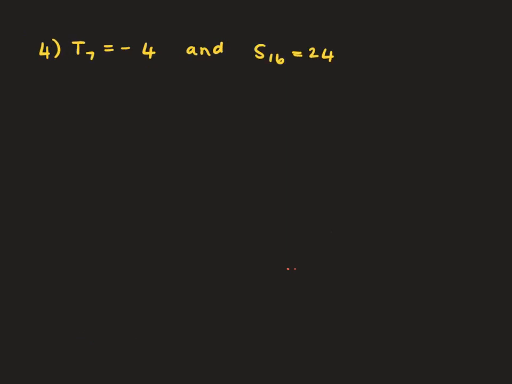All right, so let's look at question 4. Term 7 is negative 4. So we know that that's just a plus 6d equals negative 4. All right, so let's now be careful with this next bit. It says S16 is 24. That is saying you are summing the first 16 terms, so you're adding them together and getting 24.